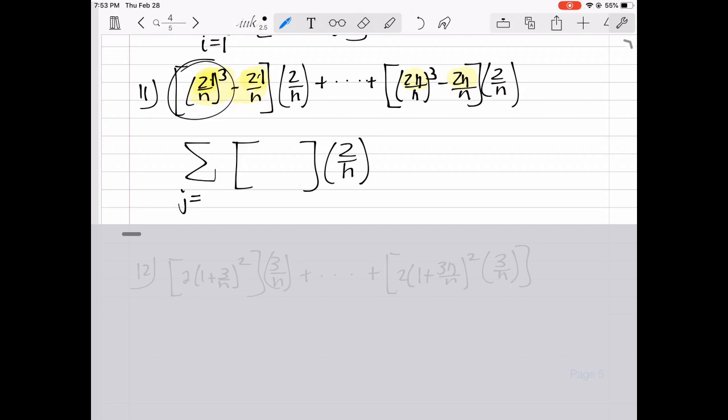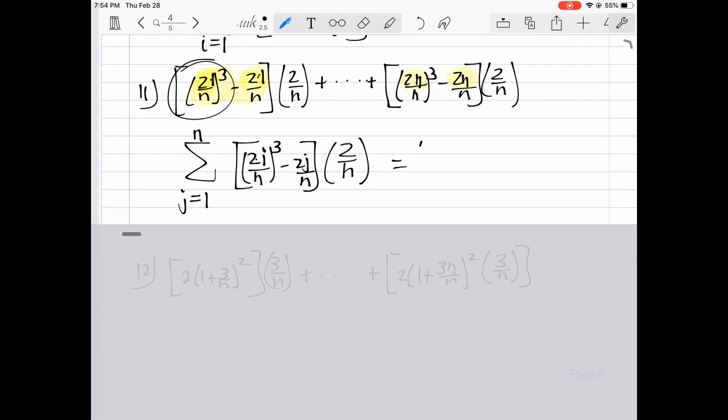Sorry. Eventually I'll learn how to edit these mistakes, but for now, just deal with it. Sorry. I'll get better at it. All right. So let's see. 2 times j, sorry, that's a j cubed, minus 2 times j over n, and we're going from j equals 1 all the way to j equals n.